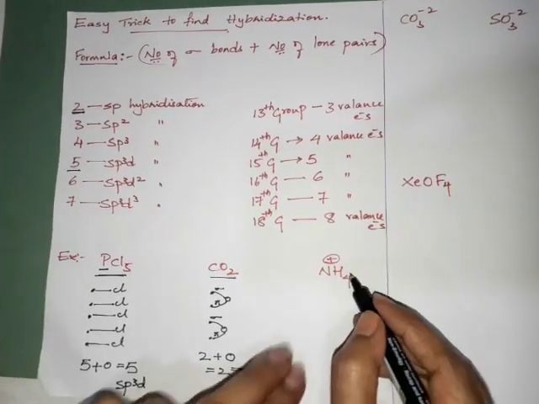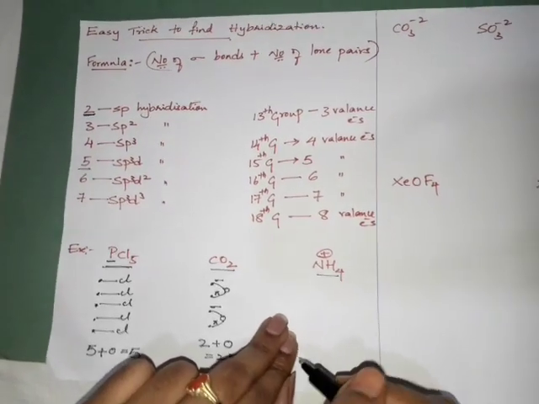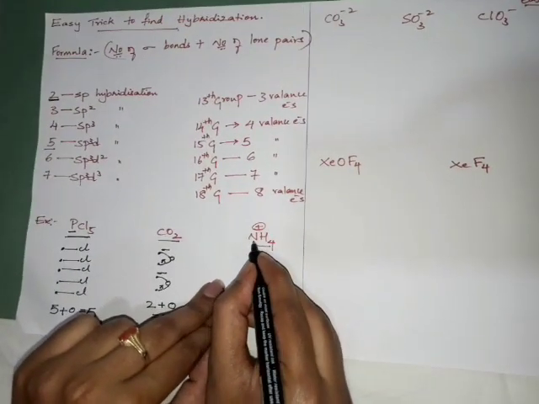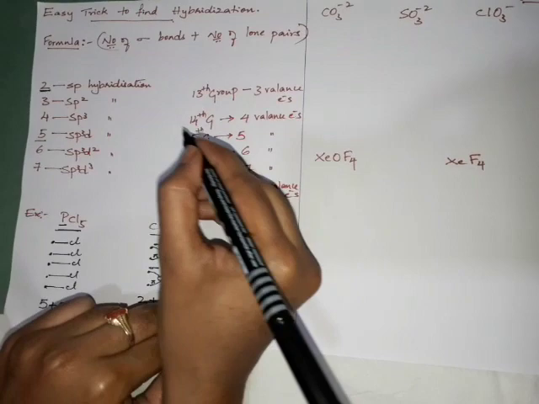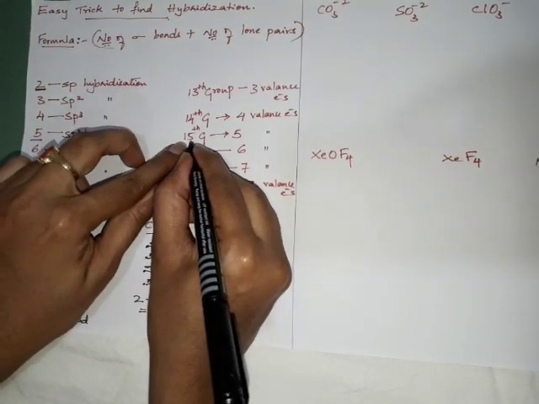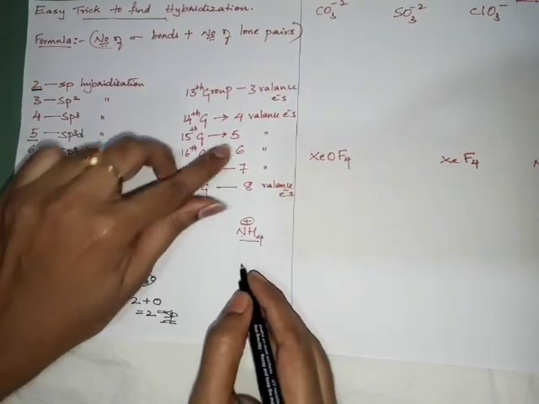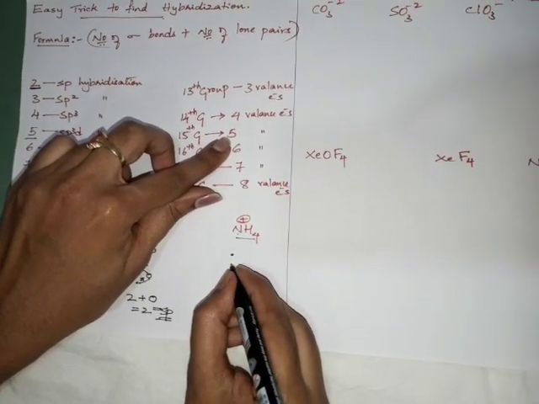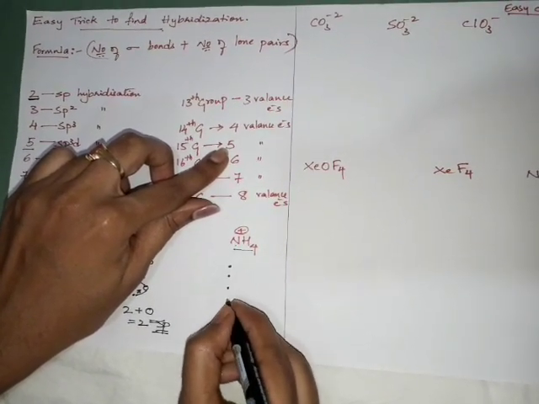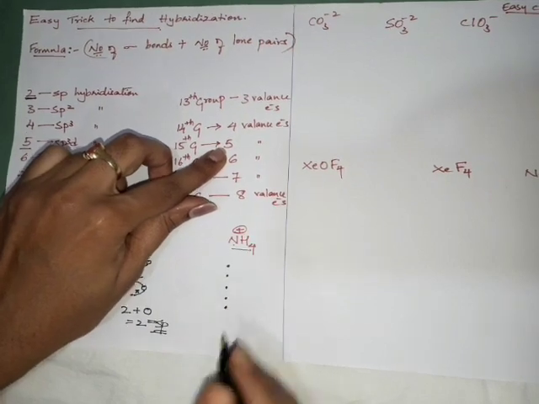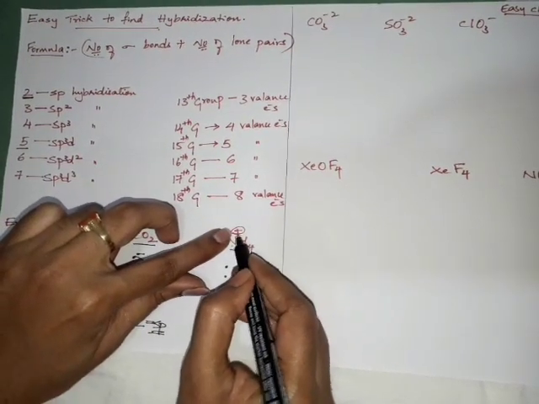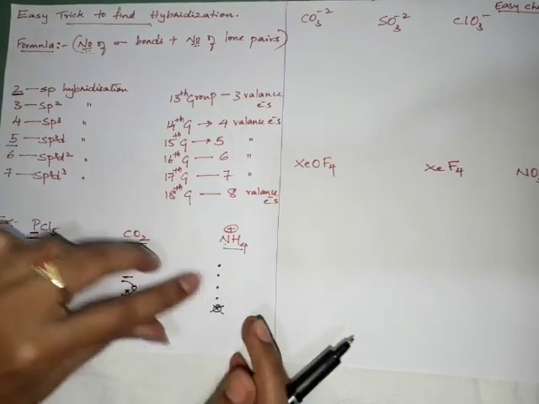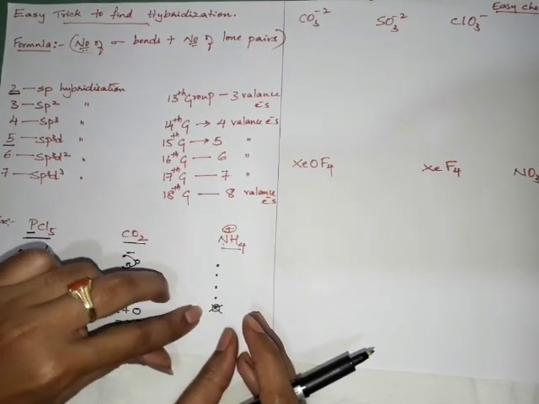Okay. Let us move on to another example, NH4 plus, ammonium ion. So which is the central atom here? Nitrogen. Our nitrogen again belongs to 15th group. So it has 5 valence electrons. So you are putting 5 dots. 1, 2, 3, 4, 5. Okay, and you have a plus charge here. Plus means you should cancel out 1 electron. You should consider only 4 out of 5.